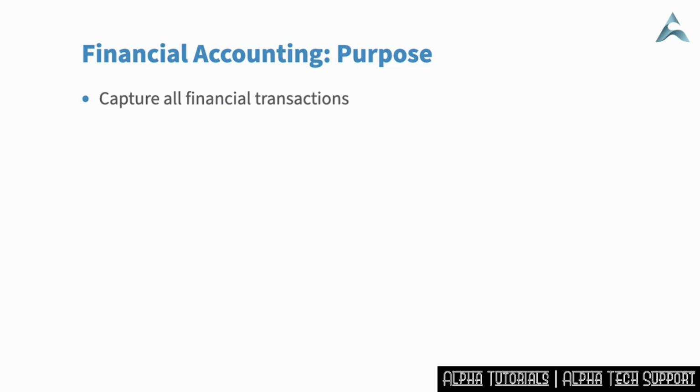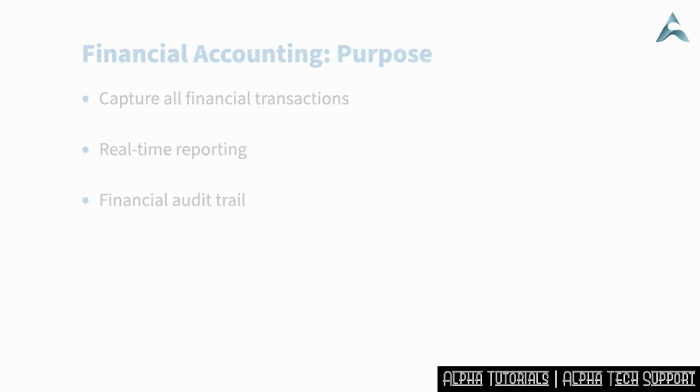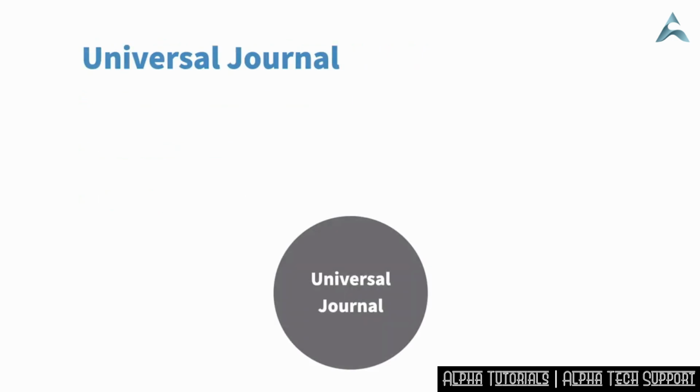Next, not only does this module capture all the transactions, it also produces real-time financial reporting. These can be external reports that may be used publicly for legal compliance, or they can be internal reports that can be used by managers to make well-informed business decisions. Finally, the financial accounting module tracks every transaction made in the system. It provides an audit trail from the balance sheet all the way down to the financial transactions at the document level.